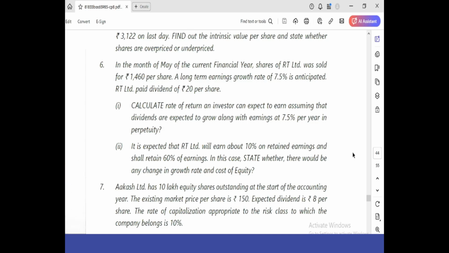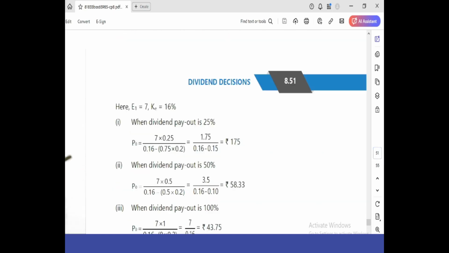In this case, state whether there would be any change in growth rate and cost of equity. Will there be a change in growth rate? And also you're supposed to calculate the revised cost of equity based on the new growth rate. Is that fine? So these are the questions asked. Yes, let's go to the solution.